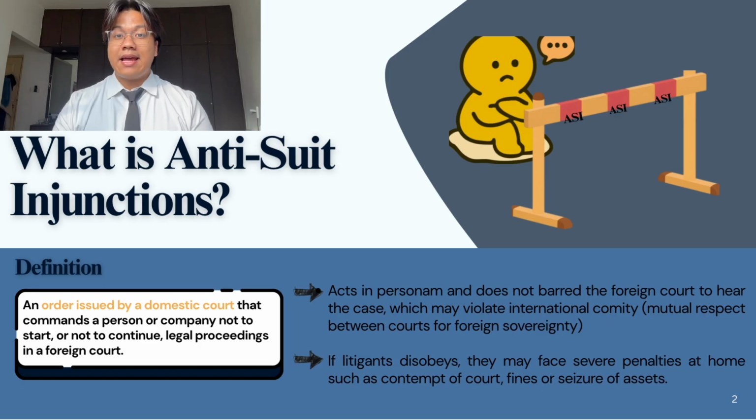Crucially, an ASI acts in personam, meaning it targets the litigant directly, not the foreign court. Banning the foreign court would violate international comity, so instead, it binds the party's conscience. If a litigant disobeys and proceeds abroad anyway, they will face severe domestic penalties such as contempt of court, heavy fines, or asset seizure.